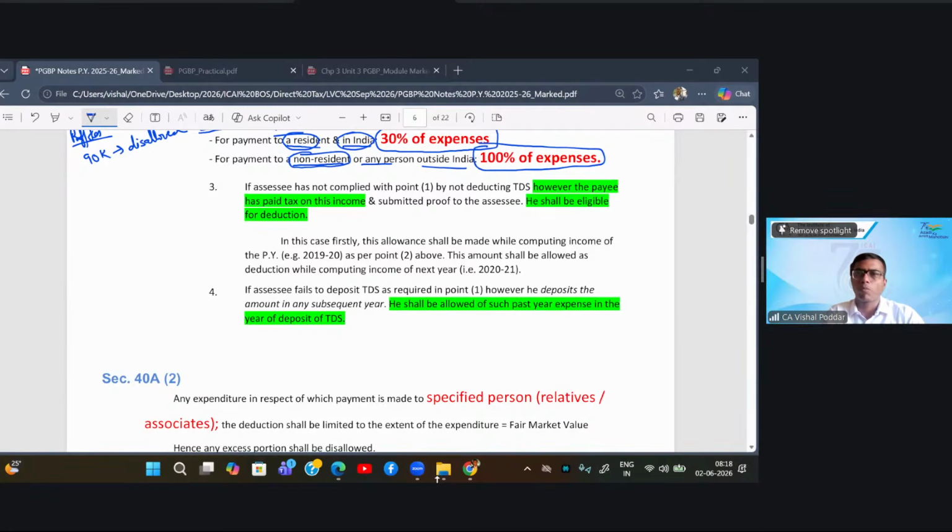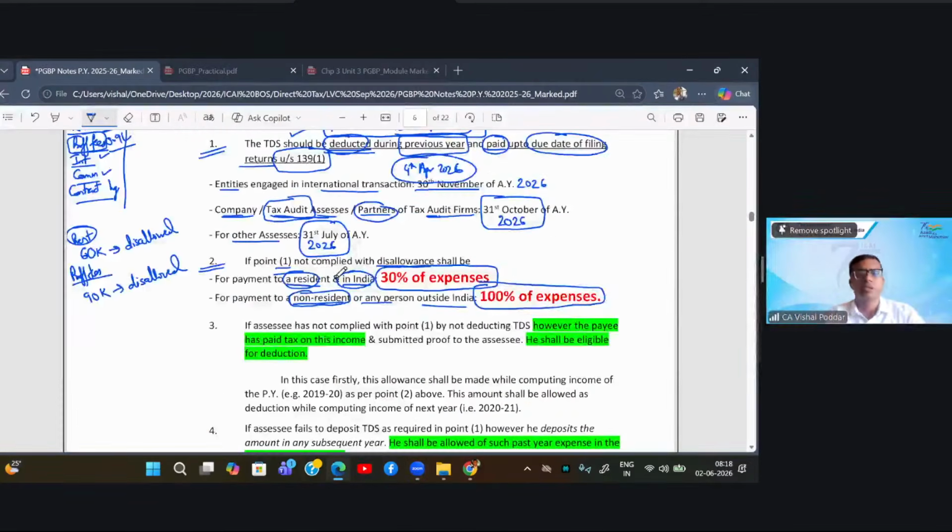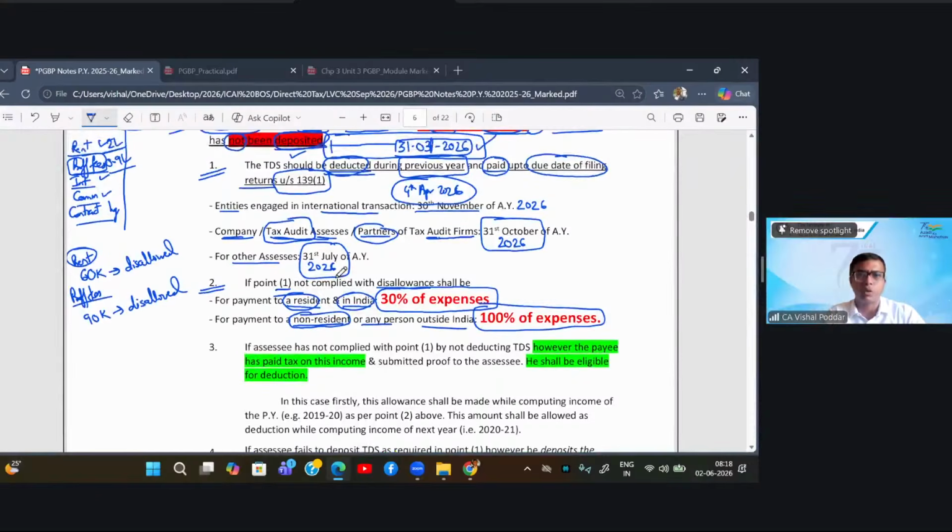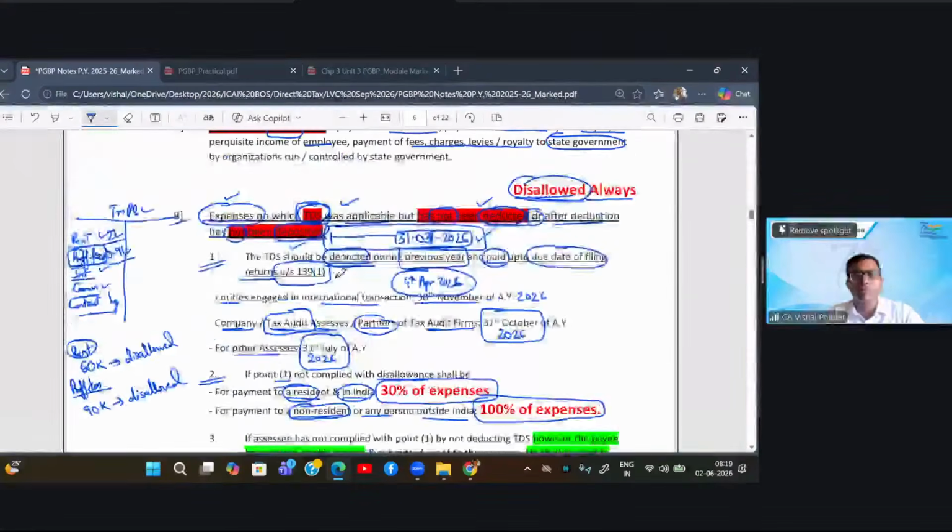Now, what is this green patch? The green patch is giving you some concession, some relaxation. What is that? This section 40 clause A had put two responsibilities on you. One, deduct the tax. Two, deposit.